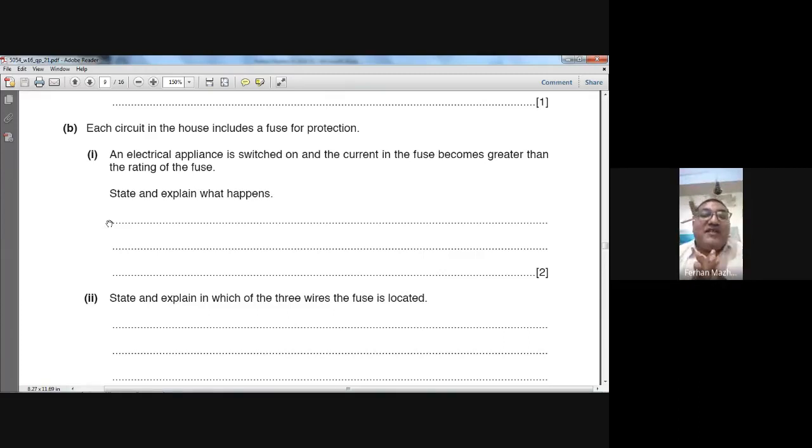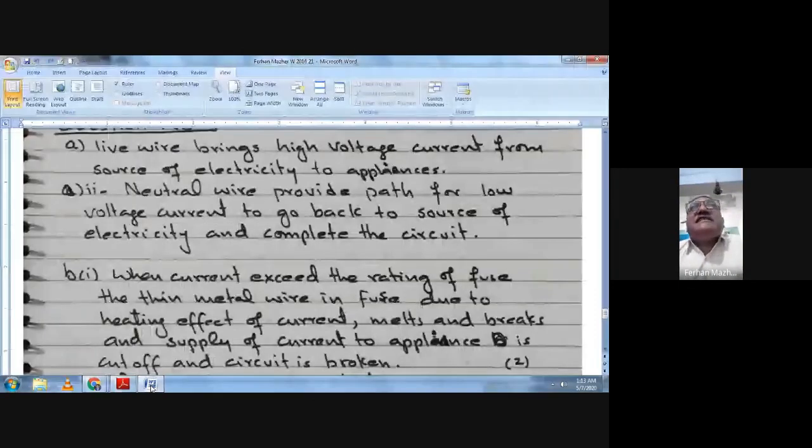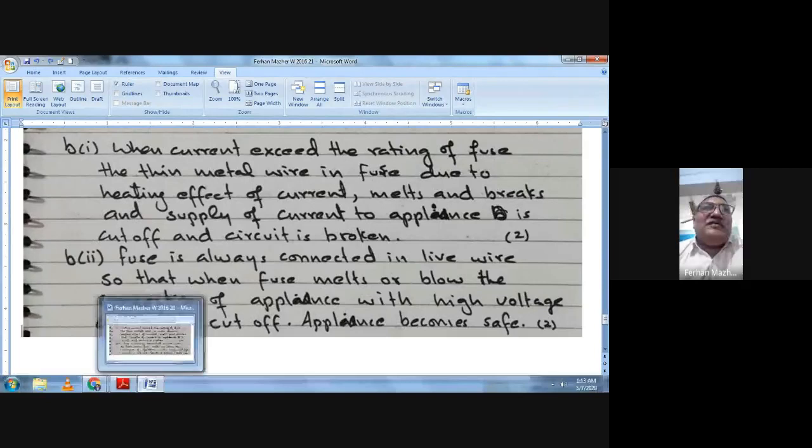And it will break. And when it breaks, the path of the current is broken. So the fuse cuts off the supply of the live high voltage current to the appliance. So the fuse will melt. Okay, so two marks, state and explain what happens. I have written this answer also. When current exceeds the rating of the fuse, the thin metal wire in the fuse, due to the heating effect of current, melts and breaks, and supply of current to the appliance is cut off and the circuit is broken. It's a two-mark question. I hope you have understood.